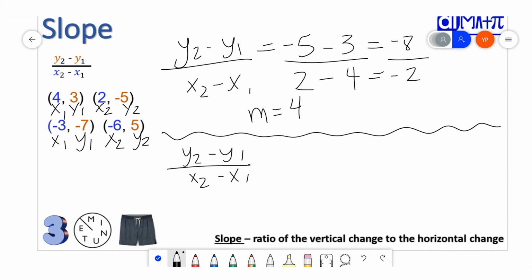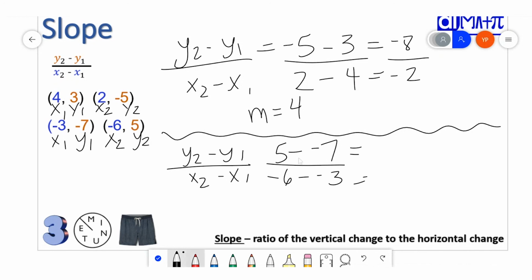Now I'm going to match my y2, which is 5, then my y1, which is -7. I'm going to do the same thing with my x: x2, -6, minus x1, which is -3. I'm going to go through and solve each one of these as the operation states.